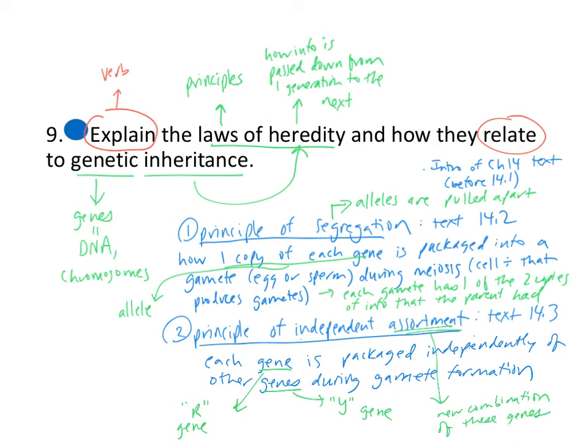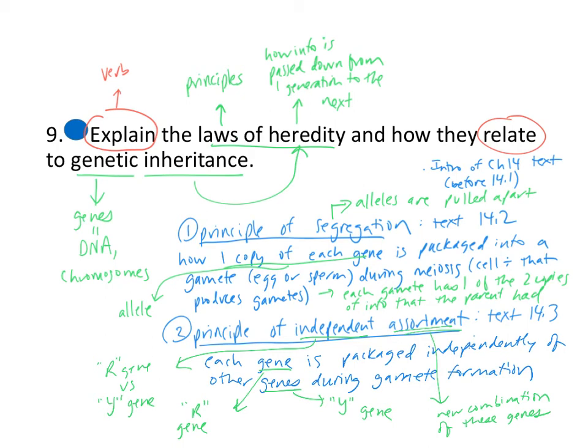And basically these are independent of each other. So the R gene versus the Y gene each do their own thing. And so picking, say, the dominant allele for the R gene does not mean that we would also get the dominant allele for the Y gene. It's a coin flip for each of those.